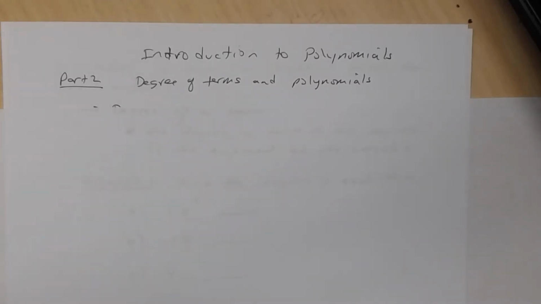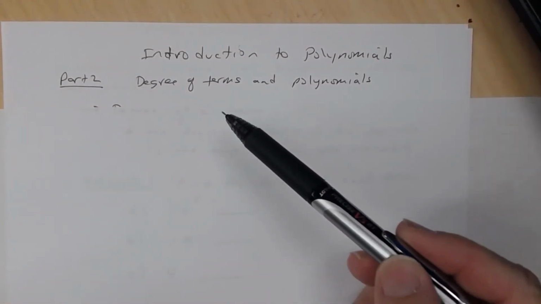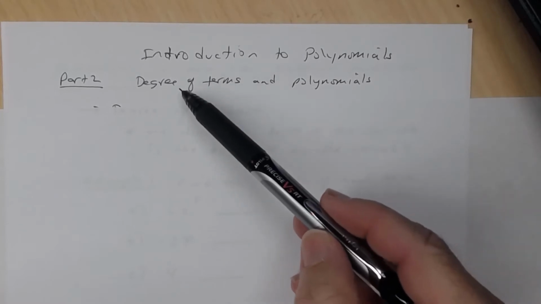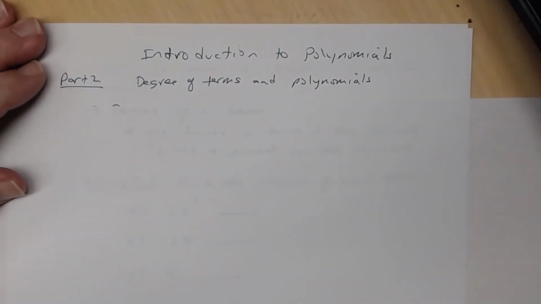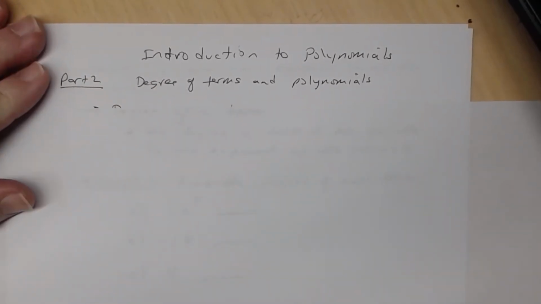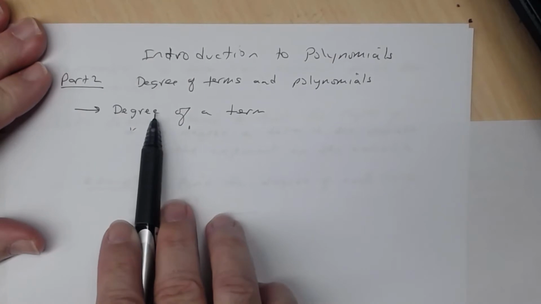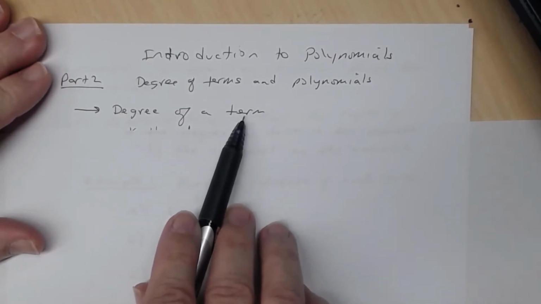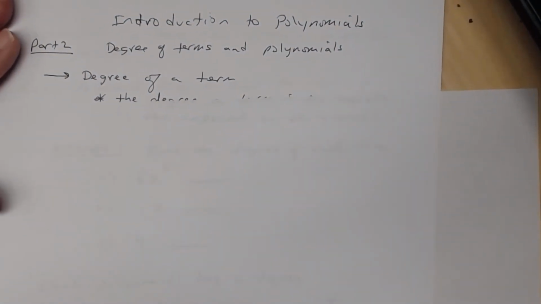Okay, so in this lesson, we're going to talk about part 2 of the introduction to polynomials. In this case, we're going to discuss how to determine the degree of a term and the degree of a polynomial. All right, so let's talk about the degree of a term first. So every term of a polynomial has a degree. All right, so let's talk about how to find the degree of a term.